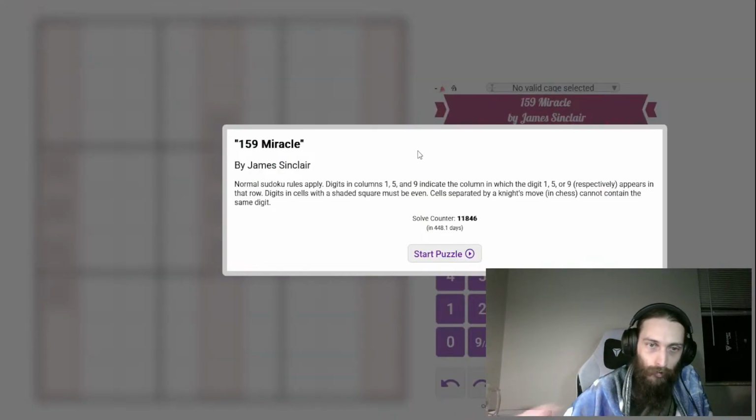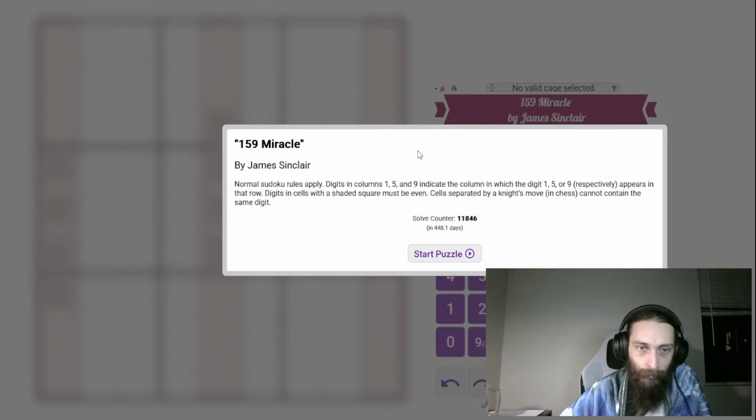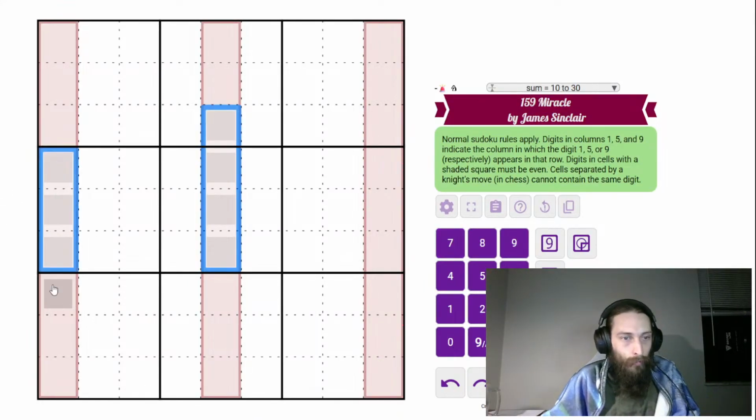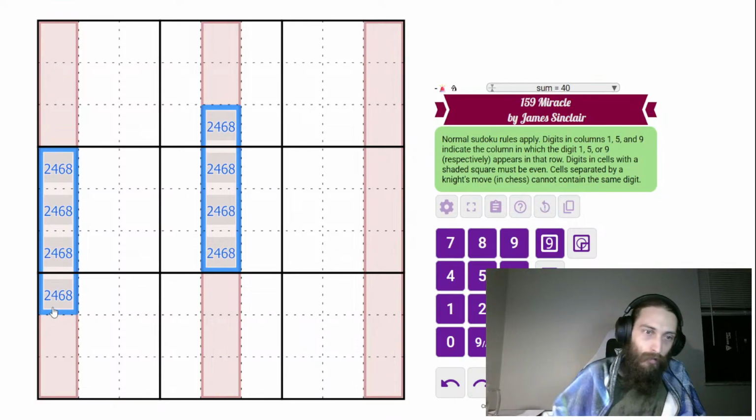So, next puzzle is going to be 159 Miracle by James Sinclair. Normal Sudoku rules apply. Digits in columns 1, 5, and 9 indicate the column in which the digit 1, 5, or 9, respectively, appears in that row. Digits in cells with a shaded square must be even, and cells separated by a knight's move in chess cannot contain the same digit. Well, 2, 4, 6, and 8.